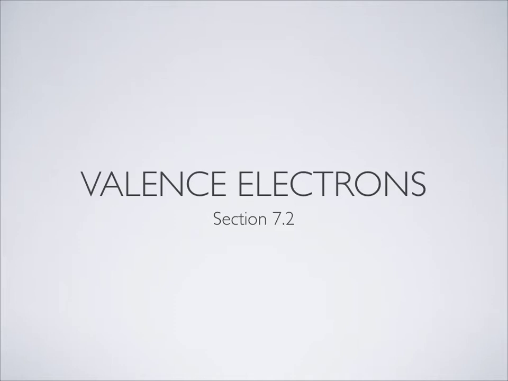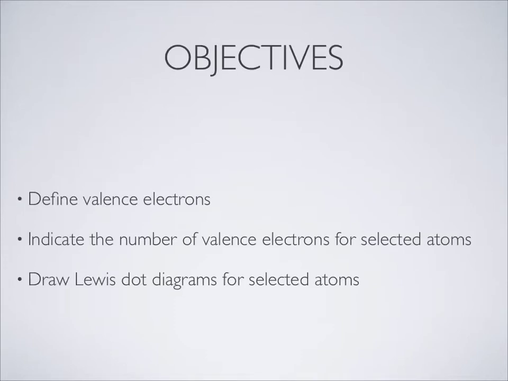Alright, we're ready for section 7.2 on valence electrons. Here are the objectives. 1, be able to define valence electrons, know what they are, and be able to indicate how many every atom has, and then be able to draw Lewis structures or Lewis dot diagrams for these atoms.